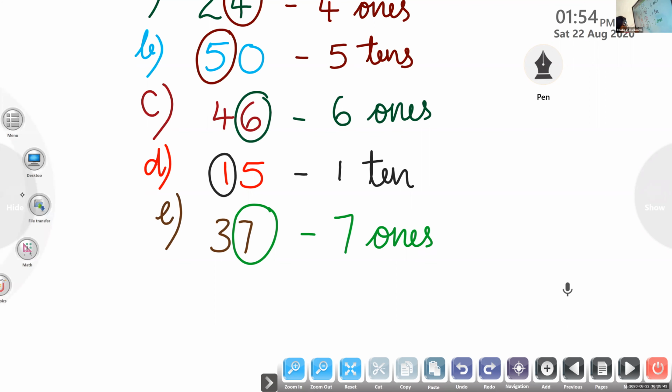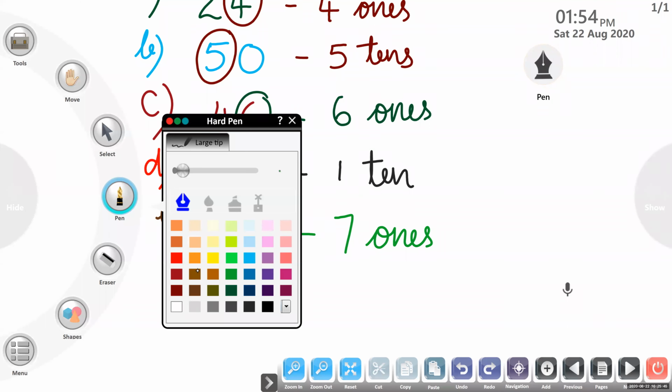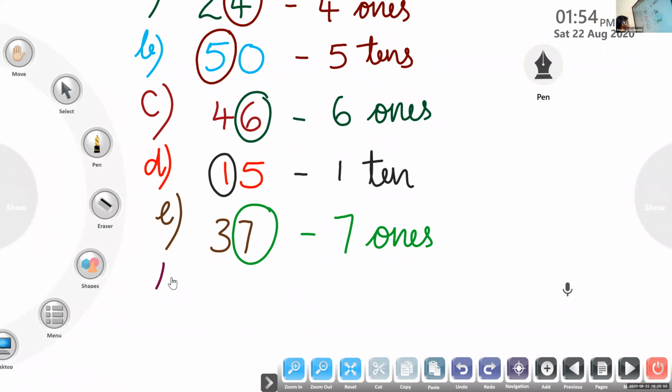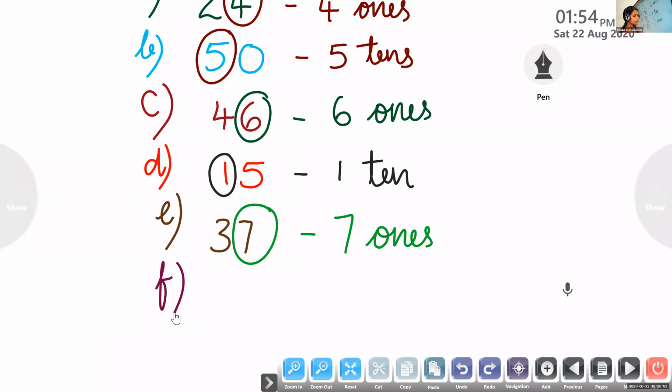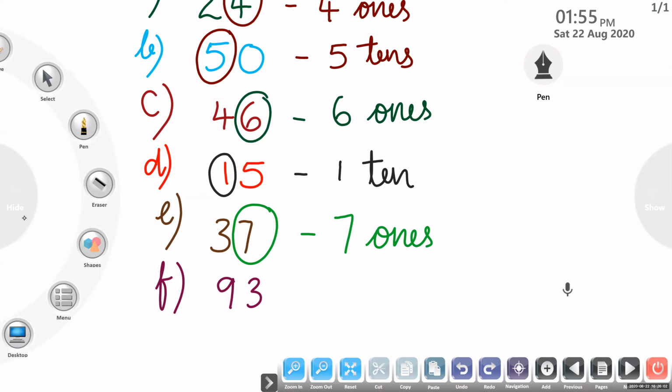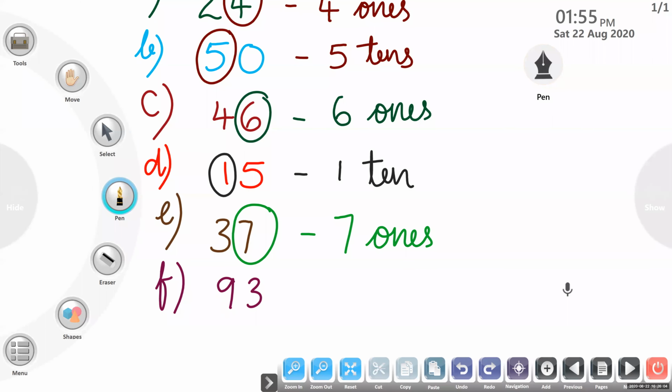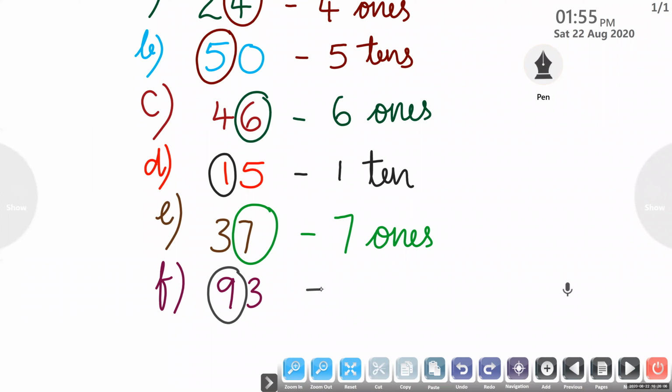Then we have F. And the number is 93. And the digit which is inside the circle is 9. 9 tens. Good. Abhinav, are you writing? Okay, continue.